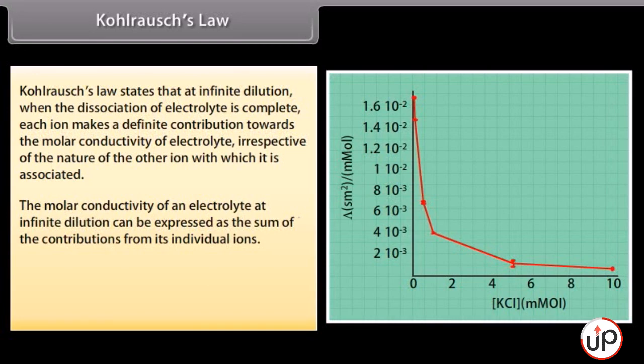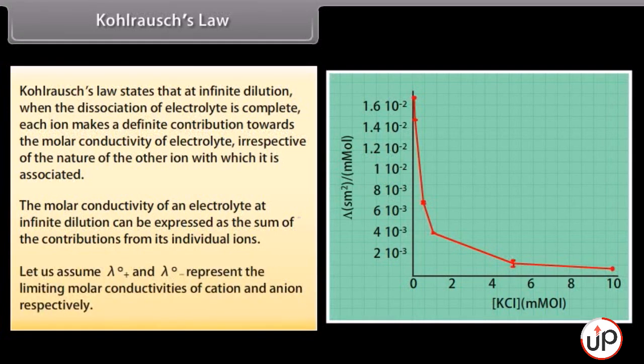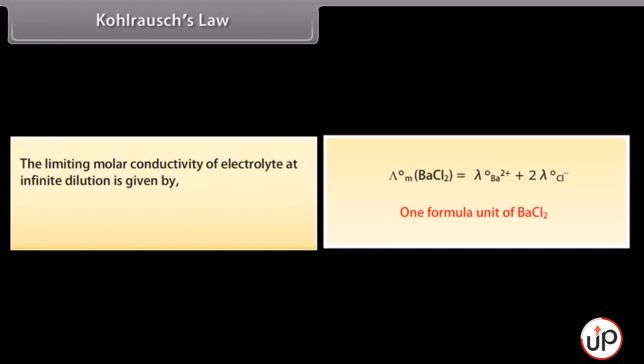the individual ions. Let us assume lambda naught positive and lambda naught negative represent the limiting molar conductivities of the cation and anion respectively. The limiting molar conductivity of the electrolyte at infinite dilution is given by v positive lambda naught positive plus v negative lambda naught negative, where v positive and v negative represent the number of positive and negative ions furnished by each formula unit.